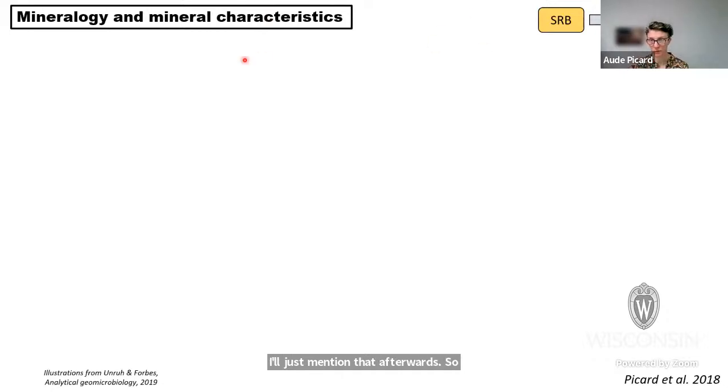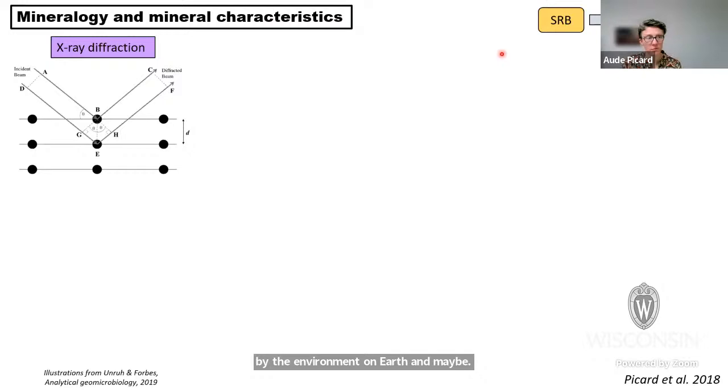In that first part, I'm now going to present what the sulfur reducers do to the iron sulfide minerals, to try, not necessarily to convince you, but to show you that the biogenic sulfide minerals can be unique, and that they could potentially be used as biosignatures for the environment on Earth, and maybe for looking for life on other planets. So the most appropriate method to look at the mineralogy of sulfides is actually X-ray diffraction.